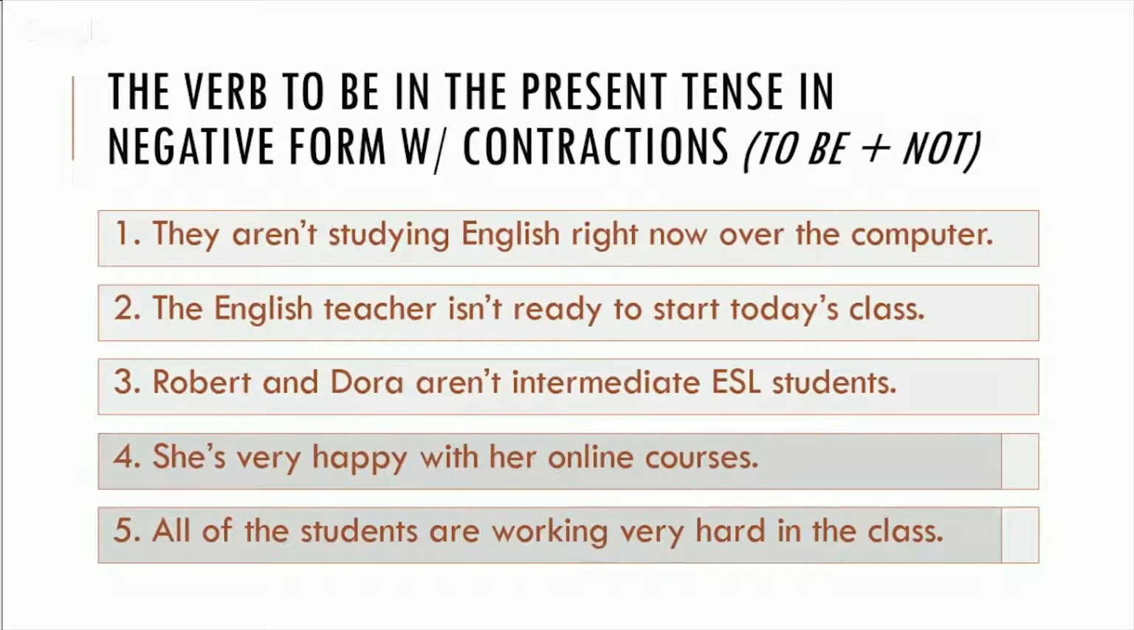She's very happy with her online courses. So I'll wait for the answer for that one. Make that a negative and be careful because it already has a contraction. So you have to take off the contraction and make a new contraction with the verb to be and not. She's very happy with her online courses.